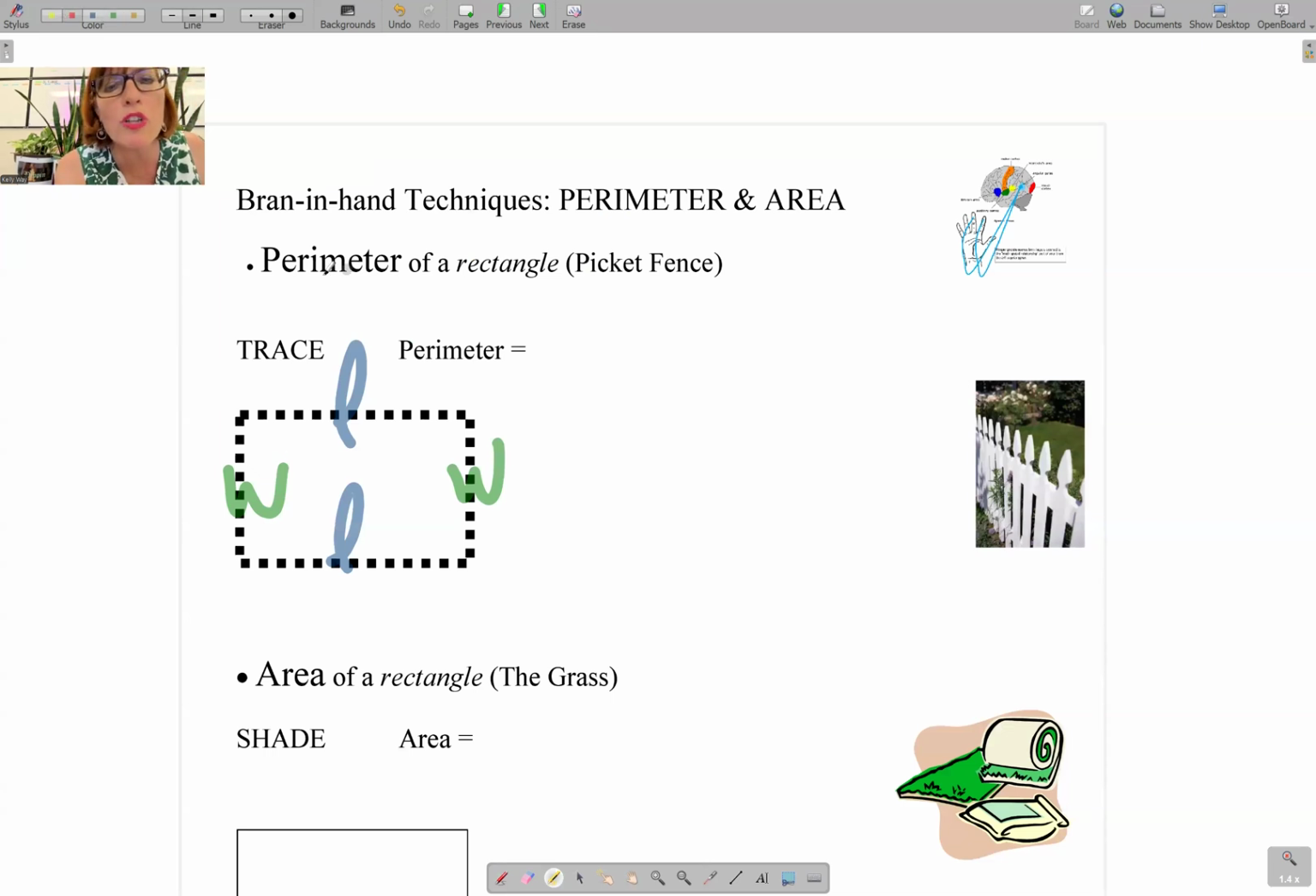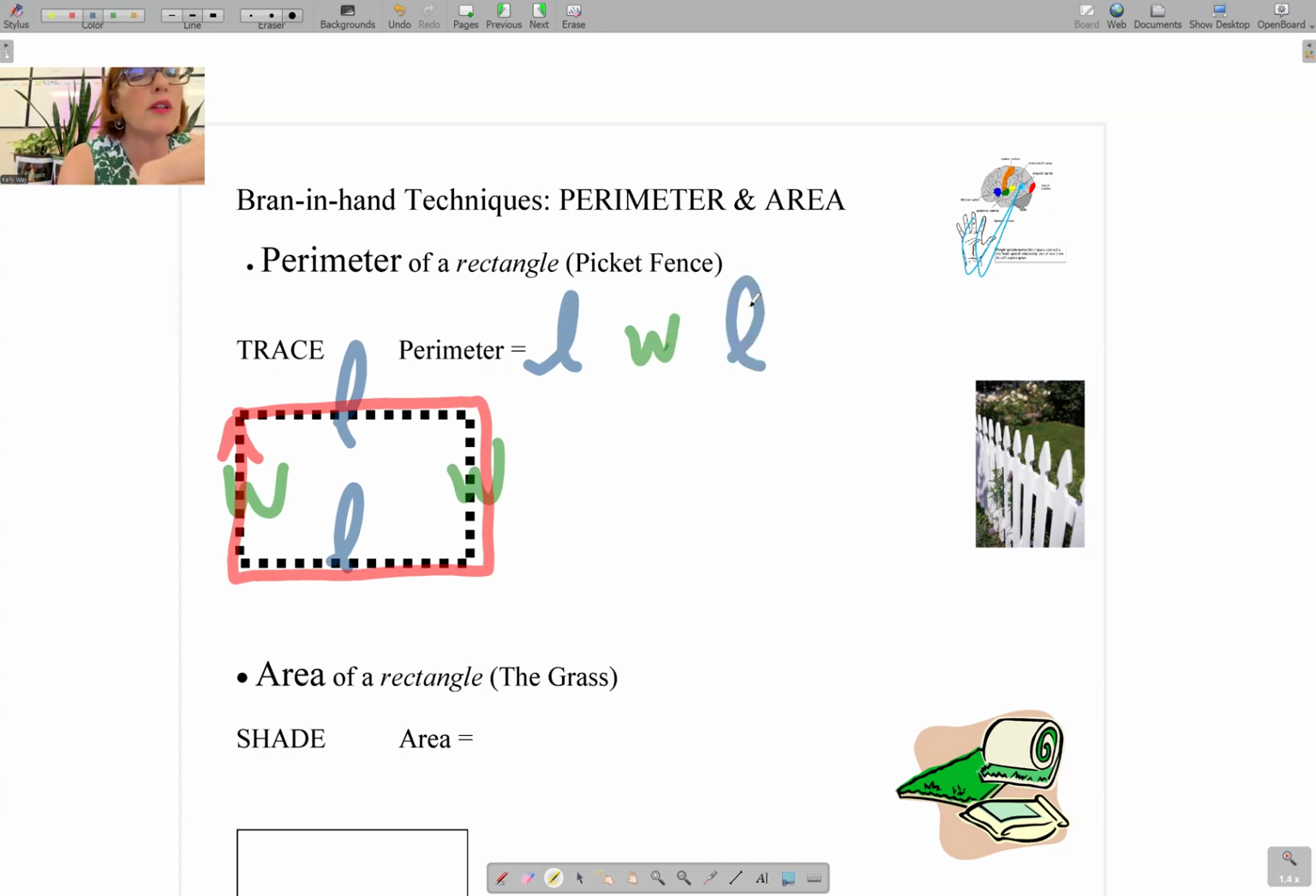Perimeter, I always want you to trace it around like this. Perimeter, trace, trace, trace, always trace. Perimeter's like a picket fence. Perimeter, if you walk it around, is going to be length plus, I'll color code it for you, length plus width plus length plus width.